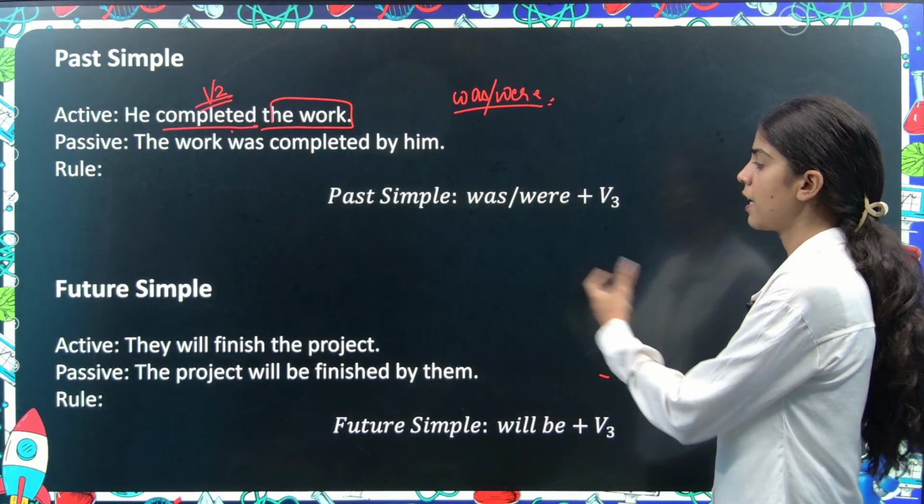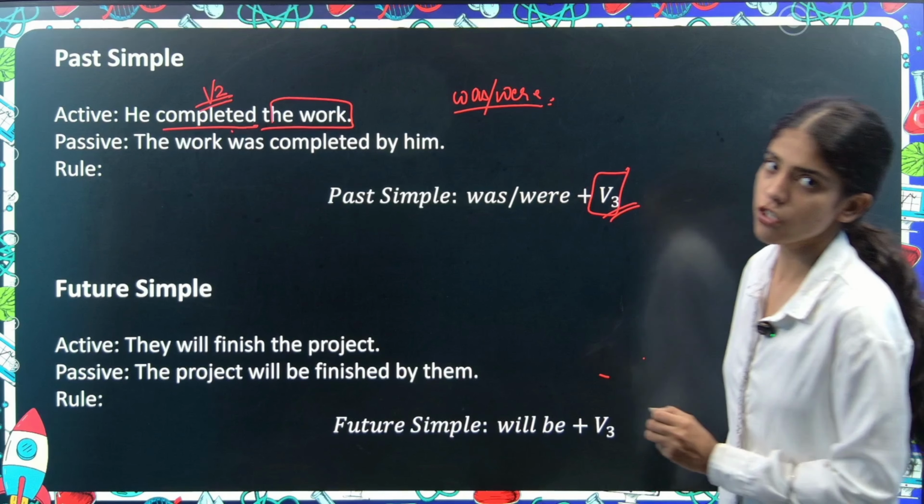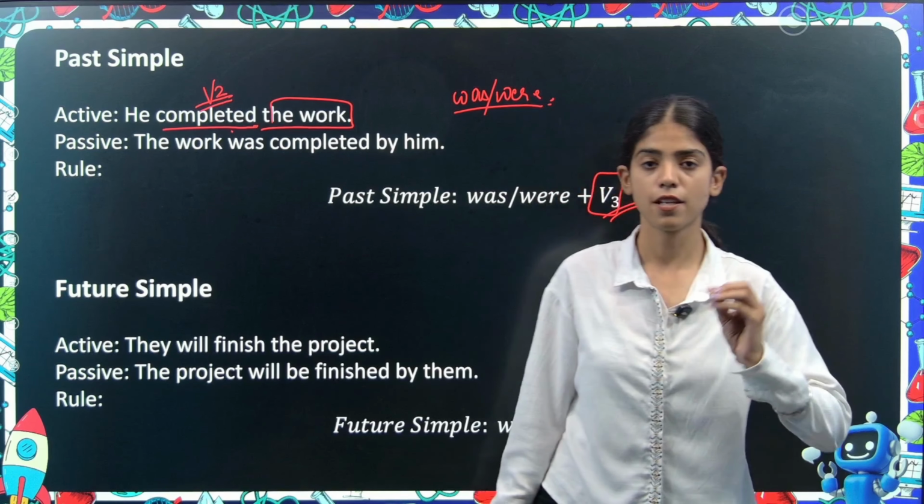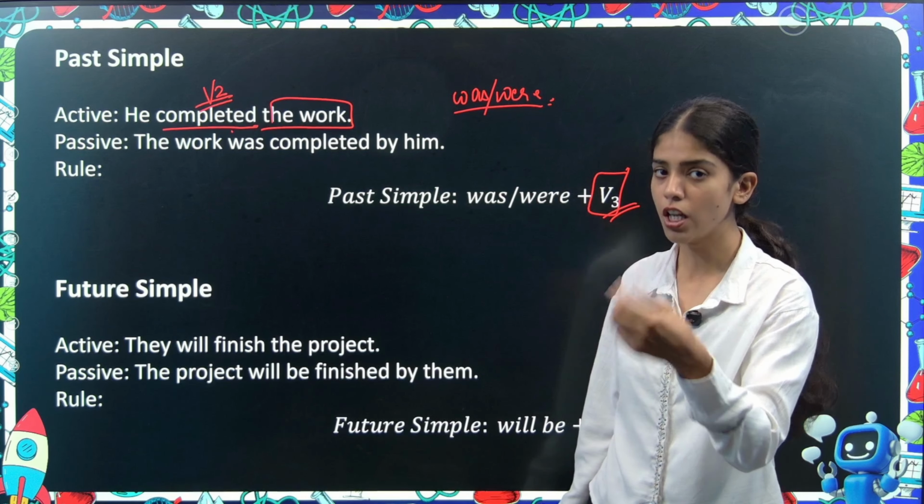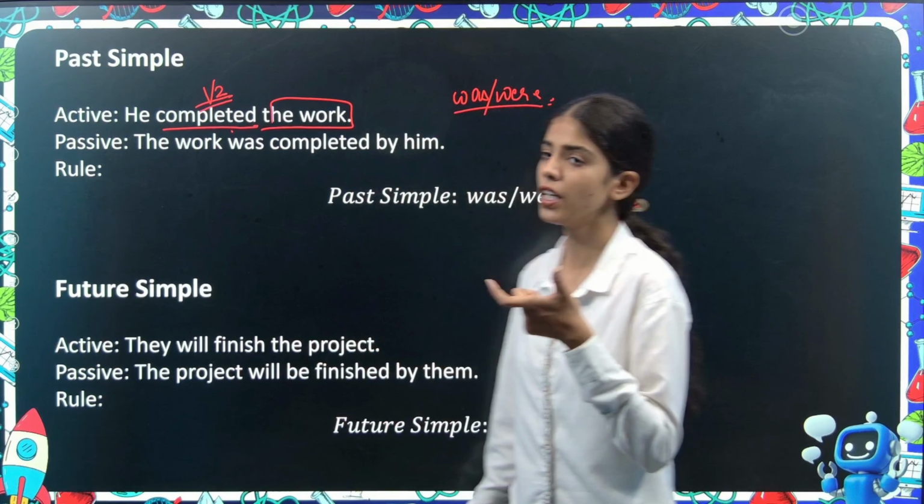Okay, next. Here is a rule of V3. It will not change with tense. V3 means V3. Whether it is any kind of tense, present, past or future, or any subcategory of present, past or future, the verb will not change. The verb will only be in its V3 form.